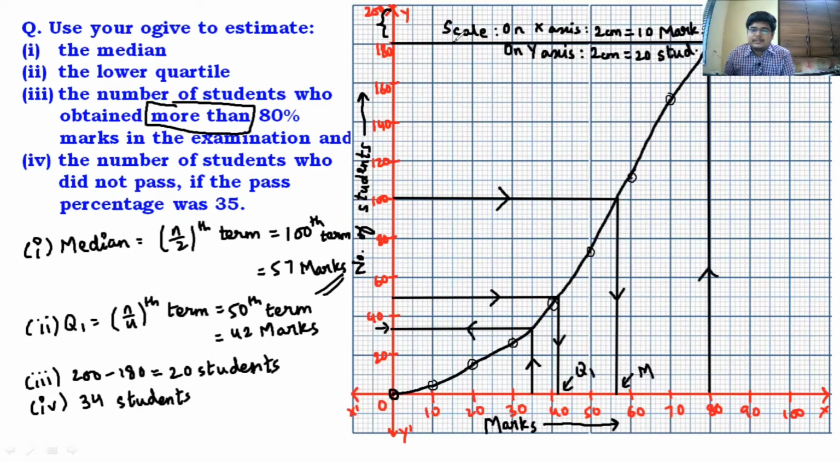That's it, guys. That was the ogive, which is for 6 marks. I hope you guys have understood how to make the ogive. But now coming to the main part.